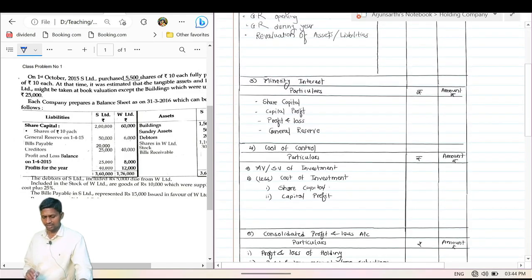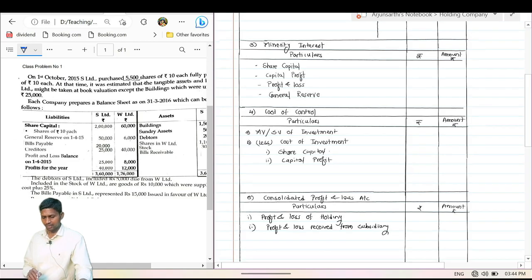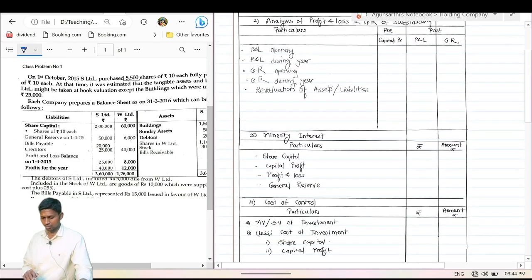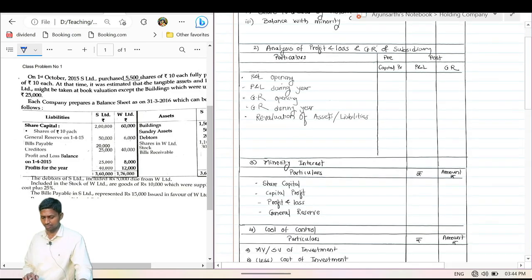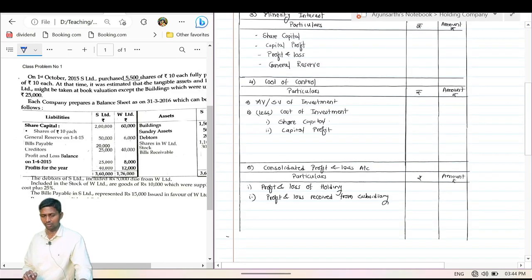Then as I said, minority interest. In minority interest, capital and then everything you will find, we'll add, correct. How to draw, you'll learn, correct. One to two columns and one extra column for pre or capital profit. And then cost of control: market value or sales value of investment, from that we'll deduct what? The cost of investment, that means paid off value. Cost means the paid off value of share plus the capital profit.